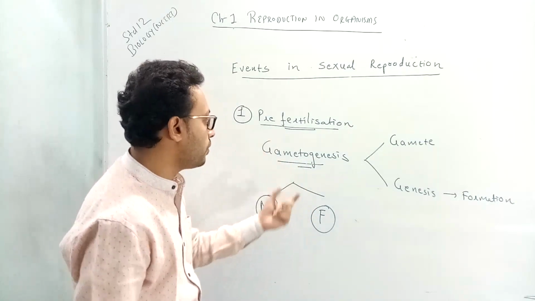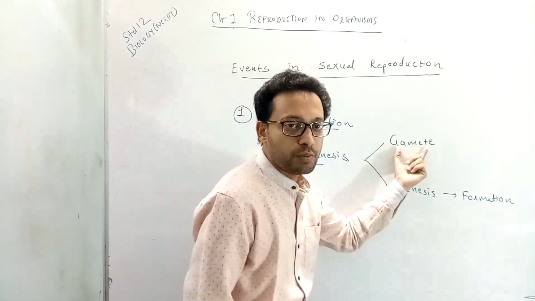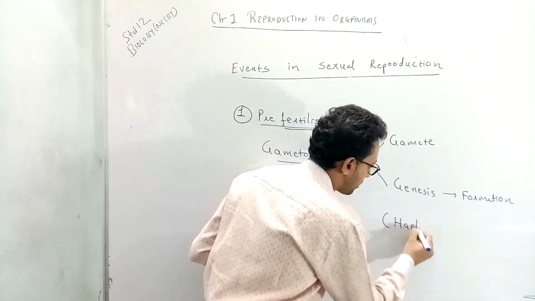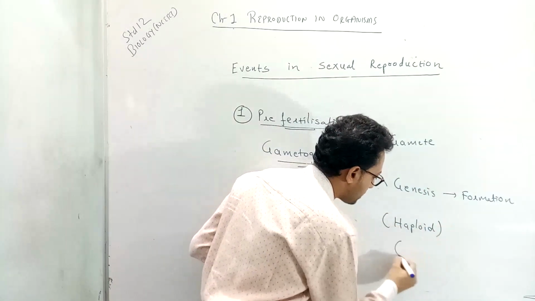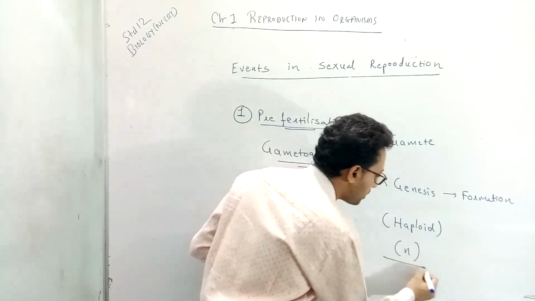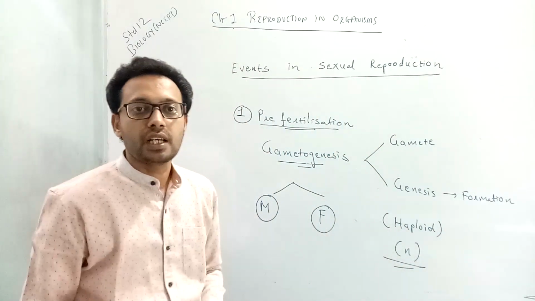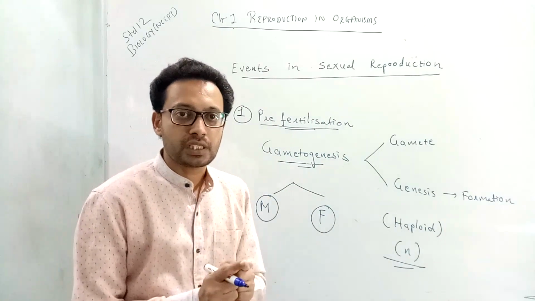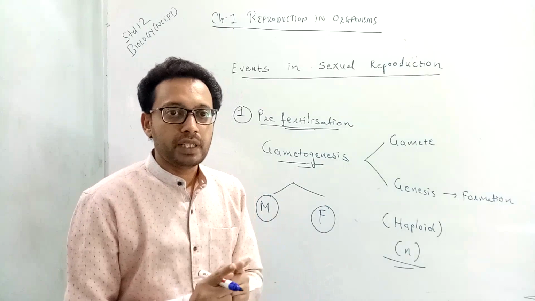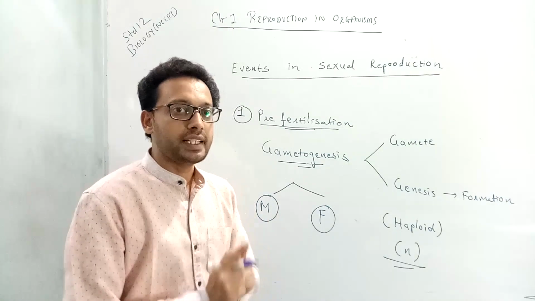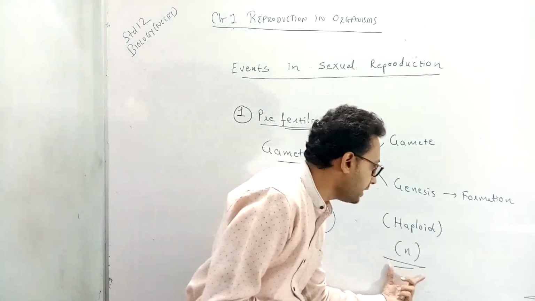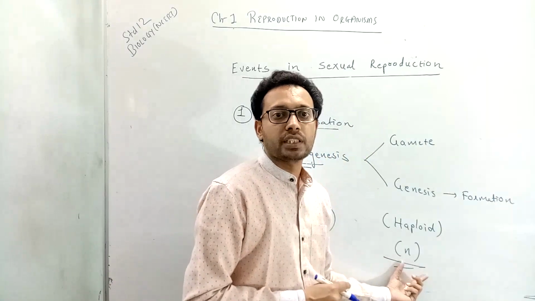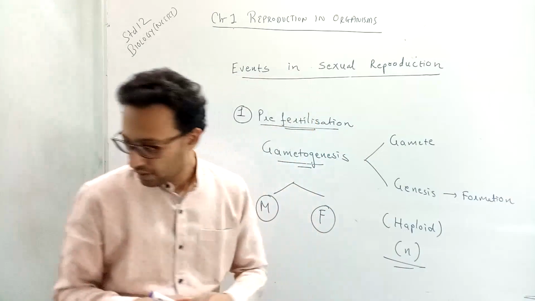Always remember this: gametes are going to be formed, and gametes are haploid in nature. Haploid means it contains how many chromosomes? Haploid means it contains n number of chromosomes. Remember this line throughout your study. Gametes are haploid in nature. Haploid means it contains n number of chromosomes. That is the nature of a gamete. Now see.